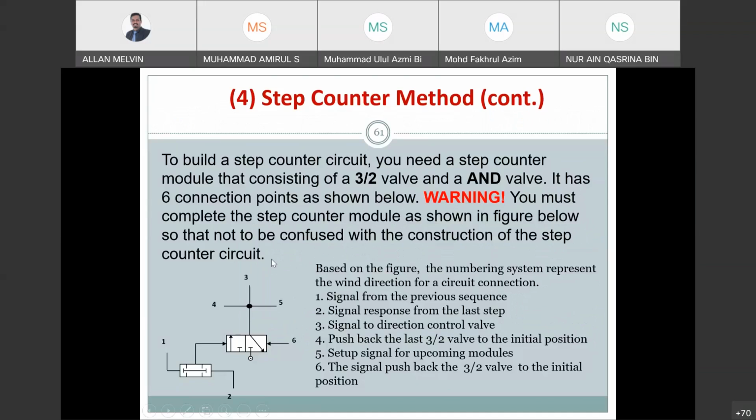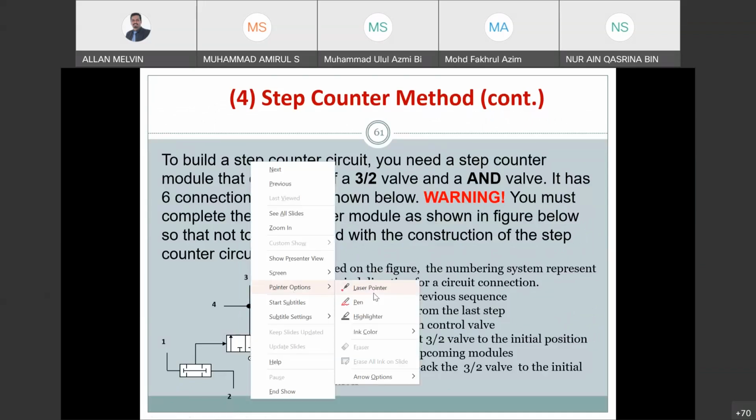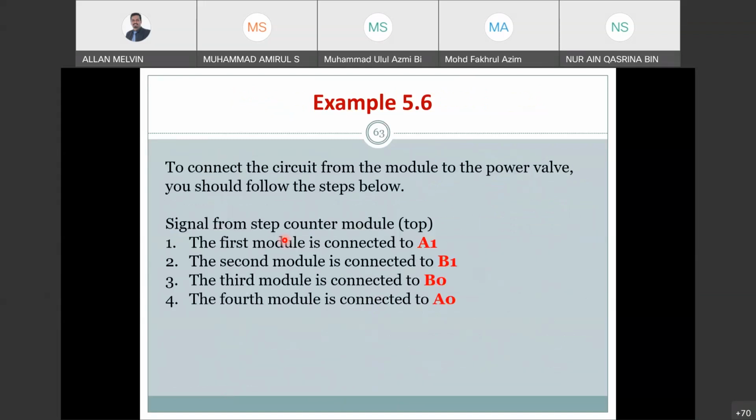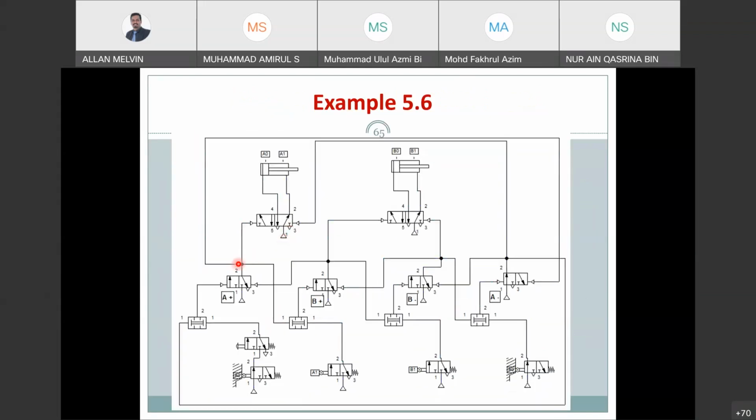Signal overlap? No overlap. If a signal enters here, okay, I'll show you. If the signal is entering here, what will happen to this direction control valve? It will actuate. It will activate the circuit, so it will change state. So if there is an input here, it will change state and execute this side.